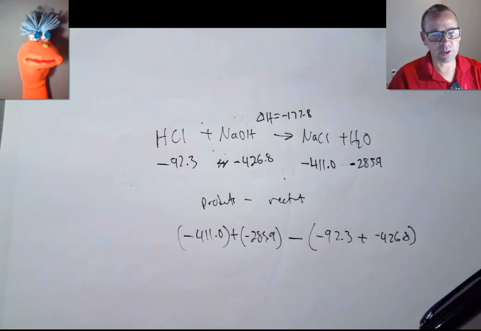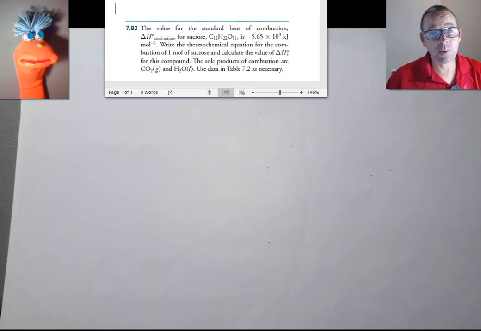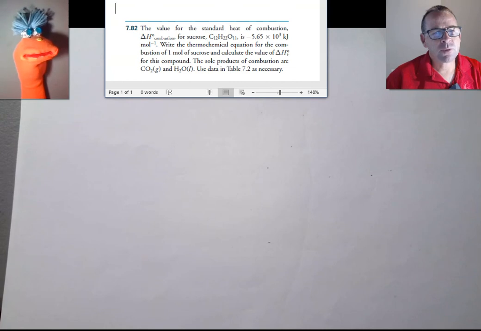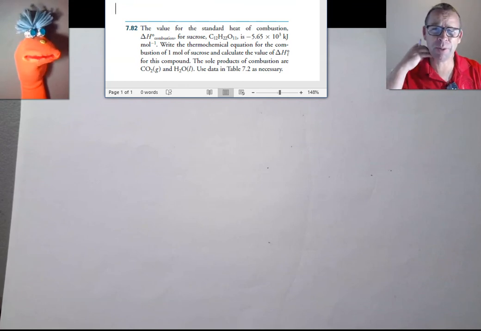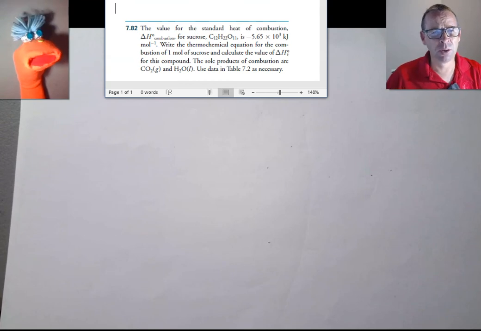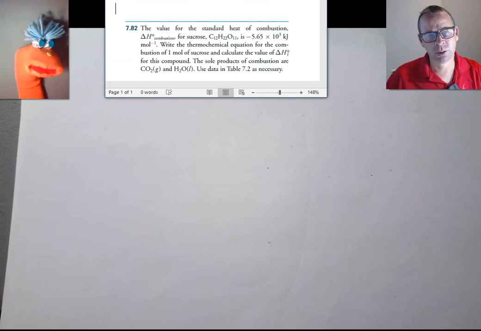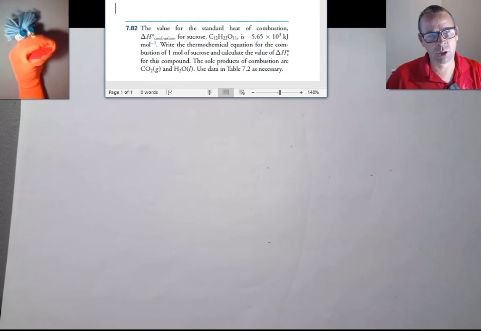Okay, very good. All right, 7.82 here. The value for the standard heat of combustion, right? So that's just again, the delta H for some combustion reaction. Do you remember what combustion means? Oh yeah, it was a long time ago, but it's like organic compounds reacting with oxygen or something? Yeah, it's just burning, right?